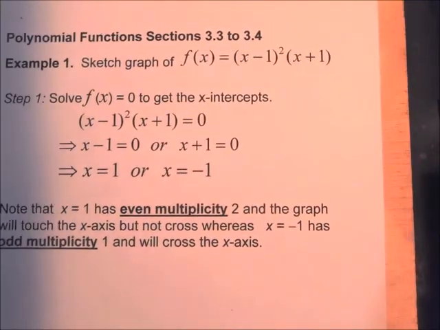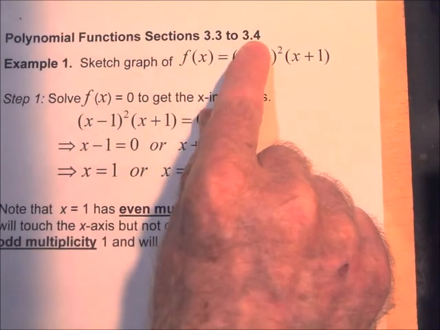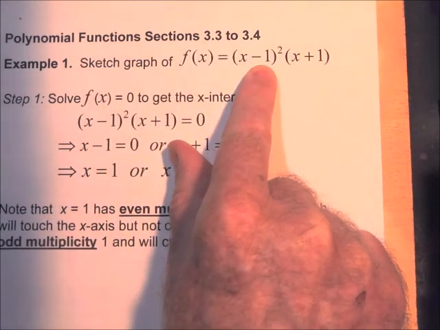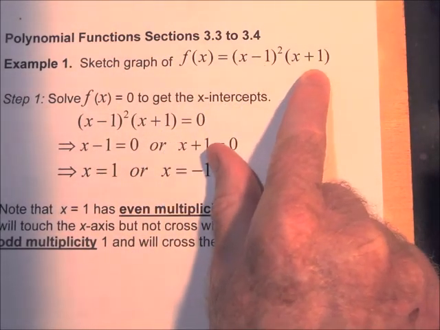Polynomial functions, section 3.3 to 3.4. Sketch the graph of f of x equal (x minus 1) squared times (x plus 1).